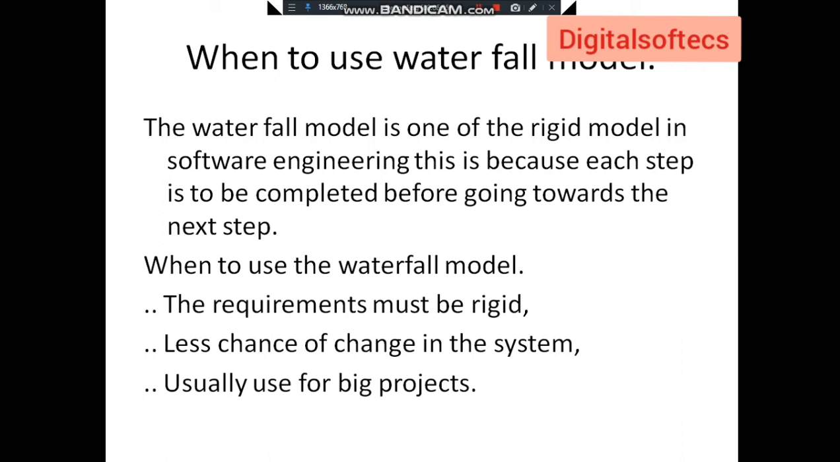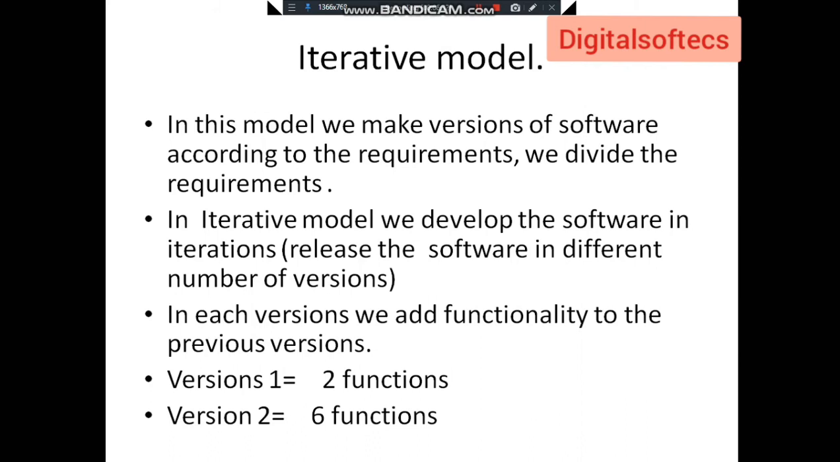Because the waterfall model is a rigid model and every step is completed. So it is usually used for big projects. But it is not a good idea, because the waterfall model is rigid and day to day everything is changing. So when we use the waterfall model, it is really a very bad idea. So it is a model of software engineering, so we study and understand it, and in many projects we use it. Move towards the second model, which is the iterative model.